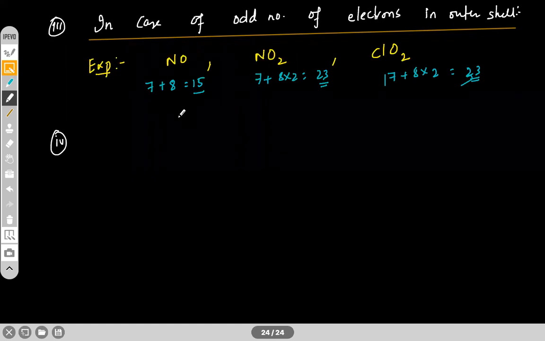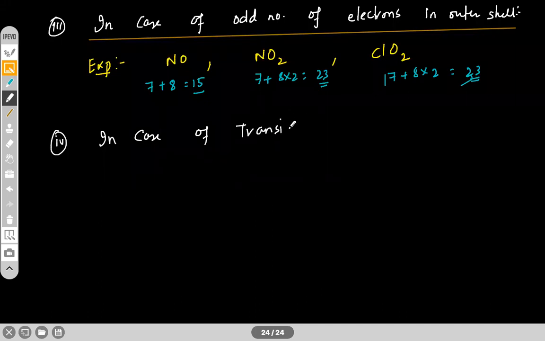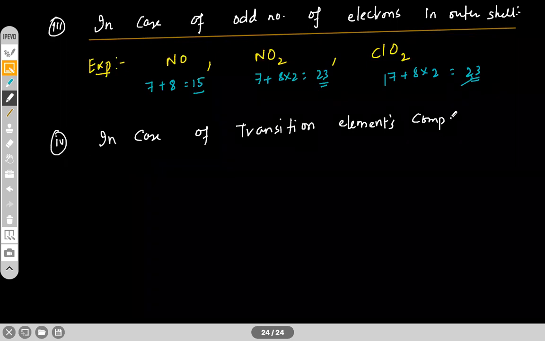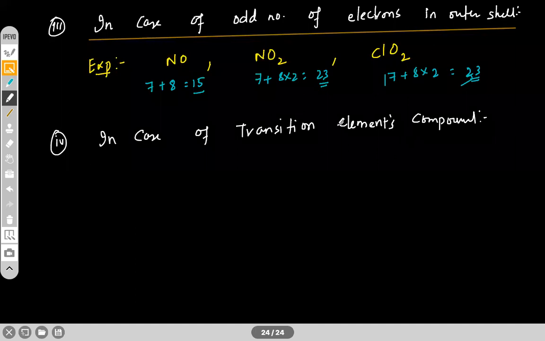Okay. Now the fourth and the last exception we have is in case of transition elements compounds. Means compounds of transition elements.